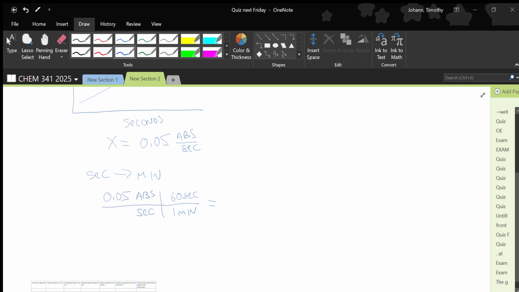I didn't bring my calculator, so somebody's going to have to help me out with this. Actually, it's 3 something. Is it 3? It is 3. Okay. So we're going to get 3. Let's add a significant figure, because don't go through this and have one significant figure. 3.0 absorbance per minute, right? Now I need to turn that absorbance into micromolar.